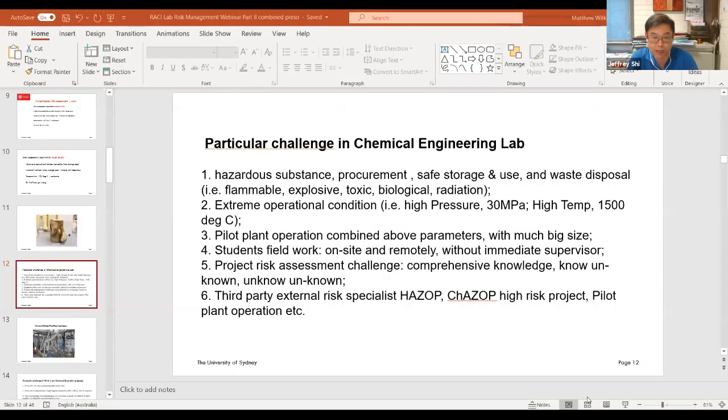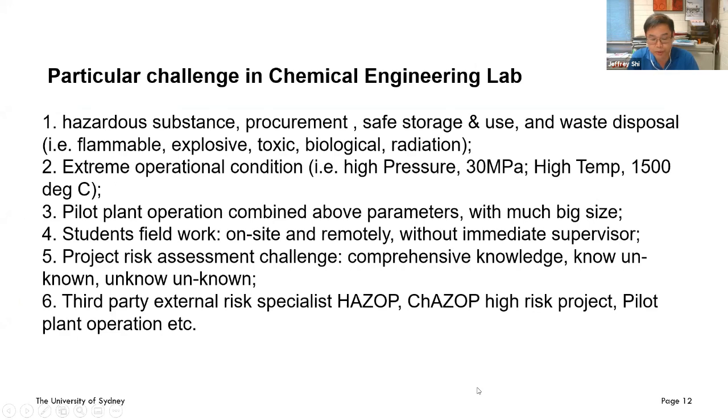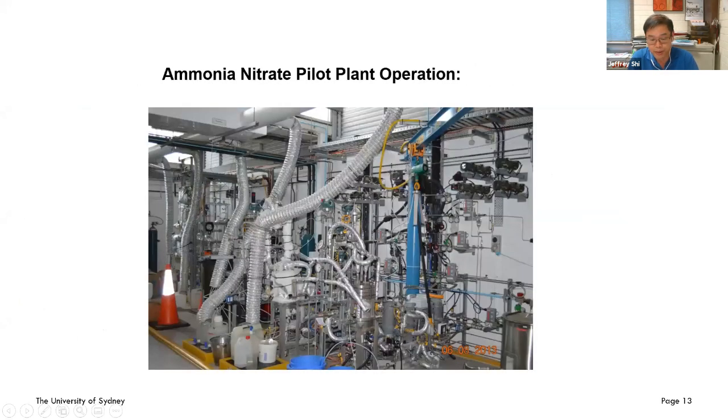Another challenge, besides the hazardous materials we're handling, the conditions and the scale, is the people, the human beings, in the school. Everyone at the university has new students every year. Our university has around 70,000 students, and our school is around 500. We have around 80 postgraduate students in research.